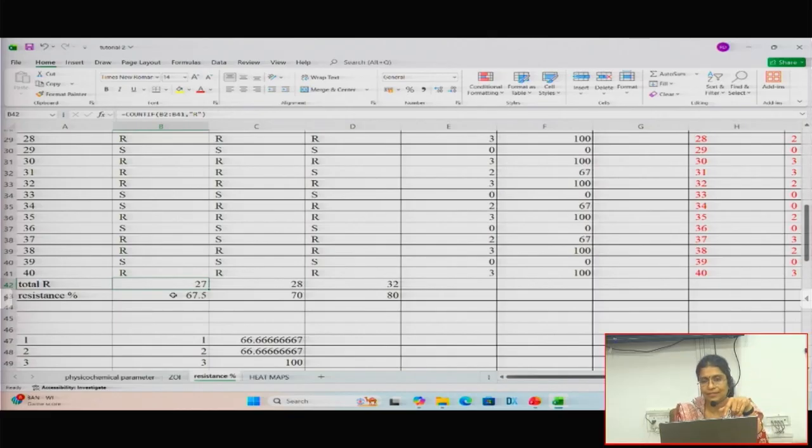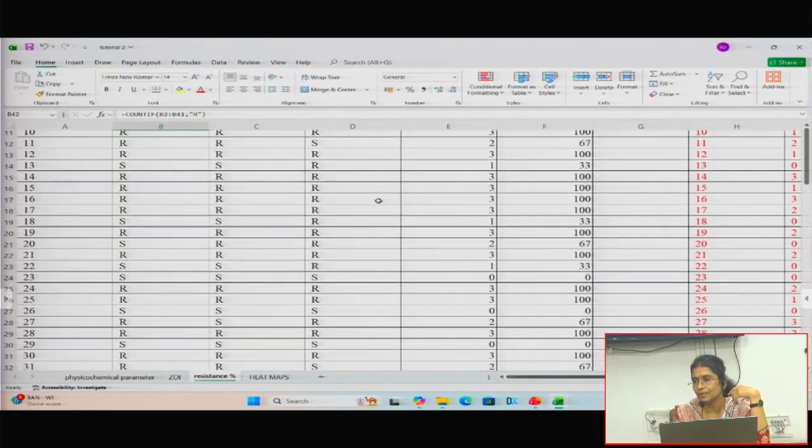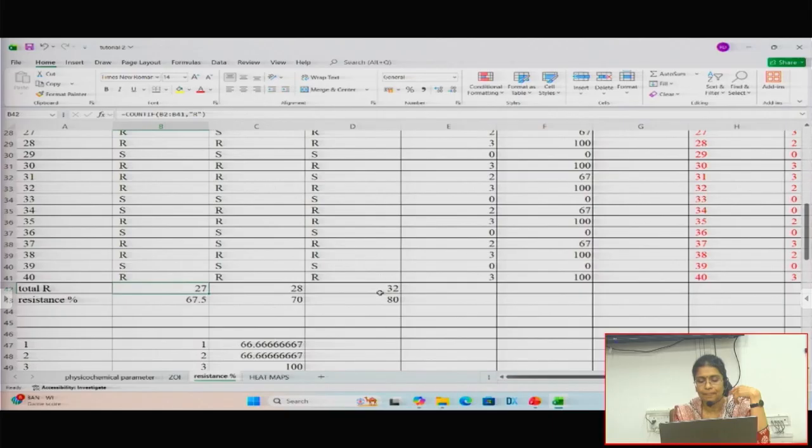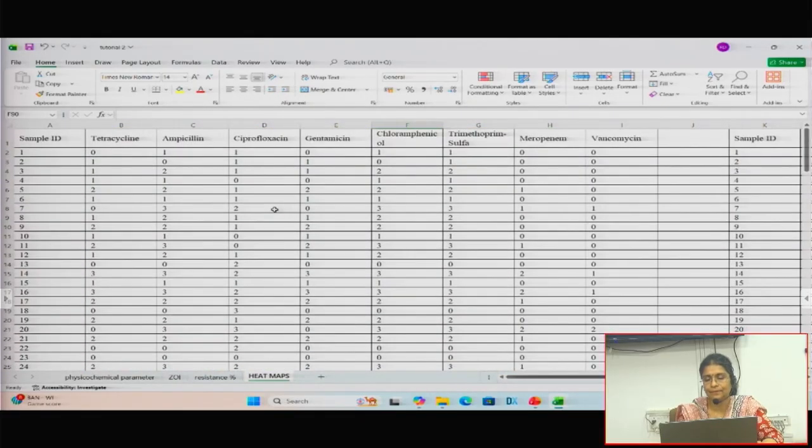From there, you can actually infer which antibiotic, whether it is tetracycline, ampicillin, or ciprofloxacin, is showing the maximum resistance. It's going to be the third one. All right. So here there are few samples, and because we have an option of only 3, you're not getting a good variation. But if you go to the next plot, you'll be able to get a better idea.